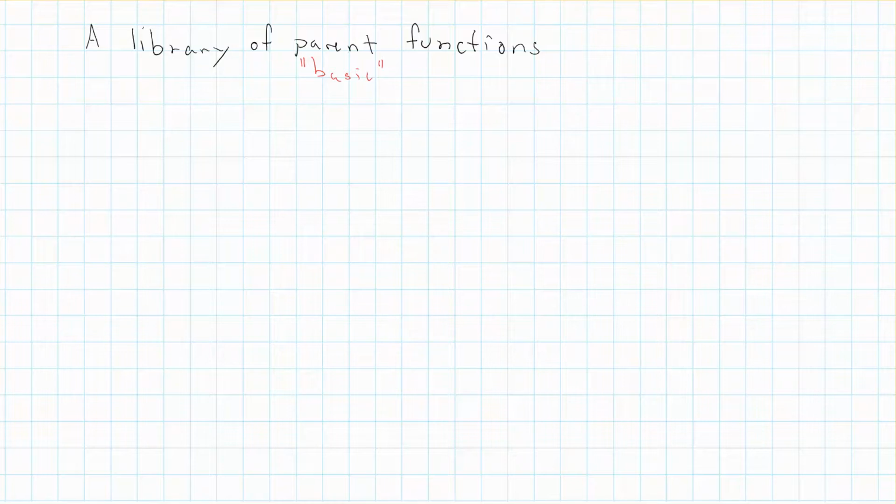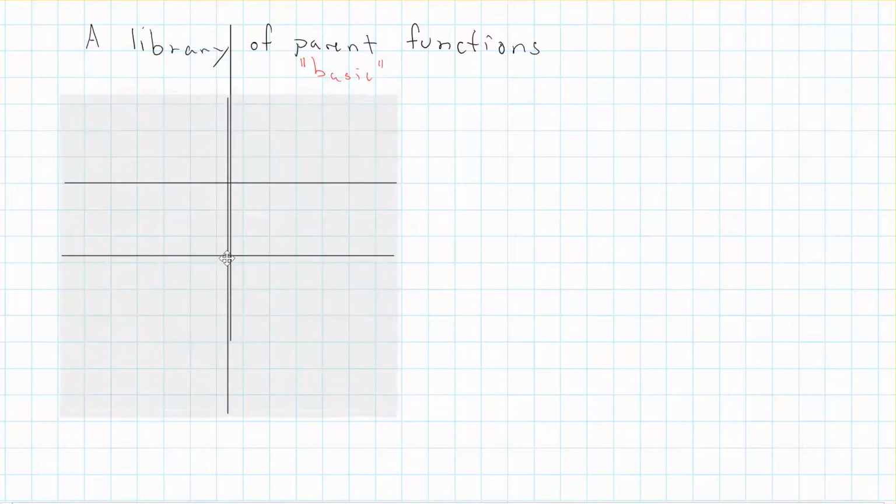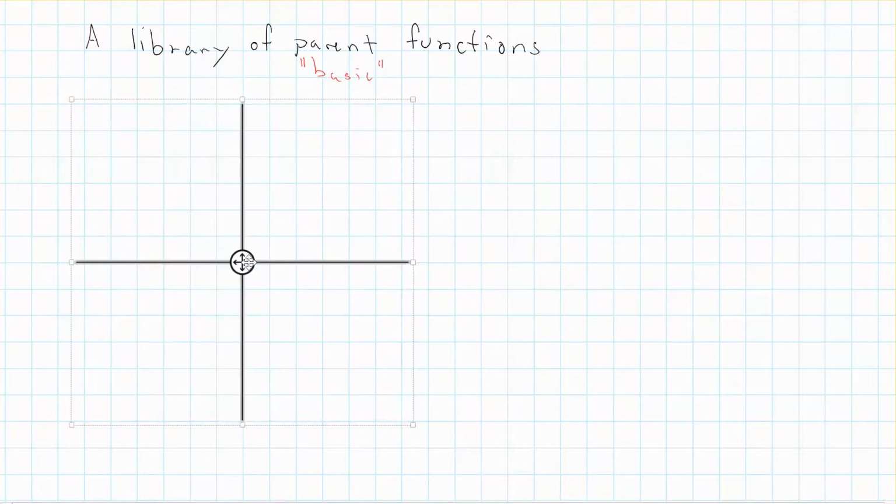And so we're going to look at the graphs of them, and then we're going to also look at things like the domain and range, stuff like that. So let's go ahead and get started here. I'll bring up a graph. Now the first one is a very basic function. This is the constant function.